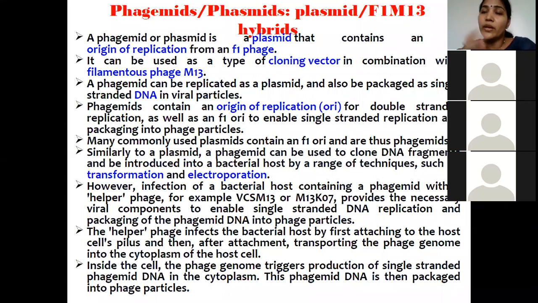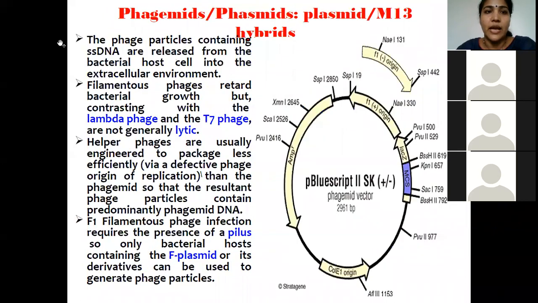If you want to clone a larger amount of DNA, that is a bigger molecular size of DNA, then maybe you can use this phagocyte. If you want to use it for a smaller size of DNA, then also you can use this phagocyte. So there are multiple uses of these phagocytes. And the phagocyte particles containing single-stranded DNA are released from the bacterial host cells into the extracellular environment. Filamentous phages retard the bacterial growth, but in contrast with the lambda phage and T7 phage, they are not genetically lytic.